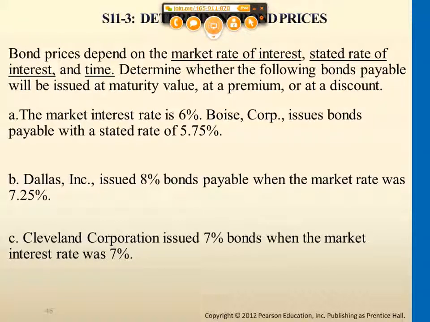Is the company at an advantage or a disadvantage? Disadvantage, because the market is anticipating a higher interest rate. So if they issue a bond, let's say $1,000 for each bond certificate, they're not able to get $1,000. They're getting a dollar amount lower than that. So it's a discount on the bond because the interest rate they're offering is only 5.75%.